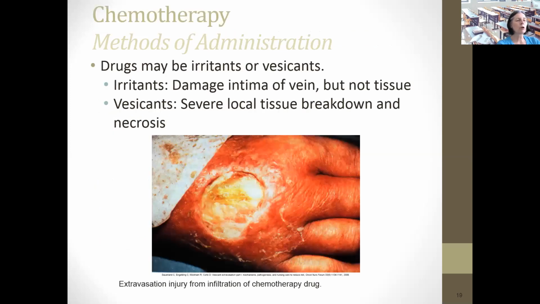Most chemotherapy can be an irritant or a vesicant. An irritant means that it's irritating to the vein, but it doesn't hurt the surrounding tissues. A vesicant is a chemotherapeutic agent that can leak out of the vessel, damage the intima of the vein, but also leaks out. When it extravasates, or when you have an infiltrated IV, it will kill the tissues and cause tissue death. So nurses have to monitor IV sites very, very carefully in chemotherapeutic patients.